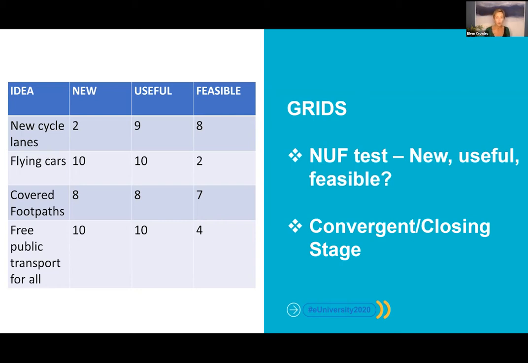So in terms of the ideas that we might take forward here, I guess we might take forward the most feasible ideas. That would be new cycle lanes and covered footpaths. But that doesn't mean that we throw away the other ideas. You know, flying cars, okay, they only rate 2 for feasibility, but that doesn't mean they can't happen. So you might take that idea forward and you might talk to your local research centre, for example, about this flying cars idea. They may be willing to take it on and check it out. Who knows?